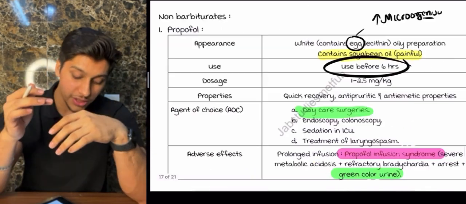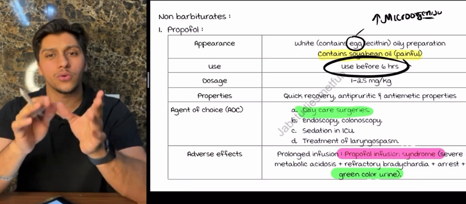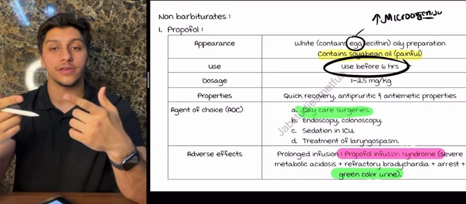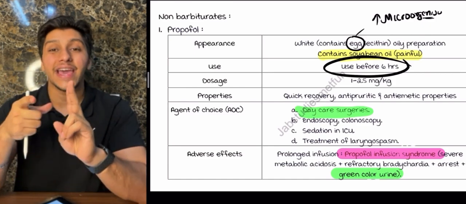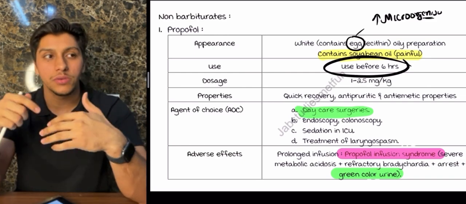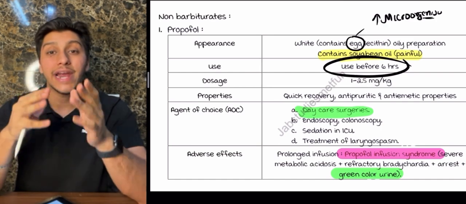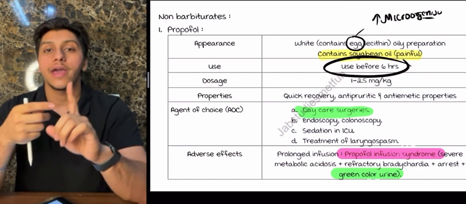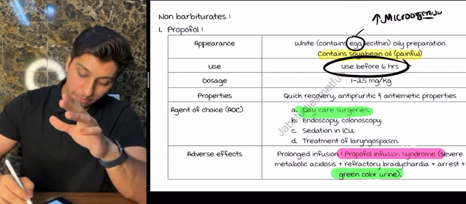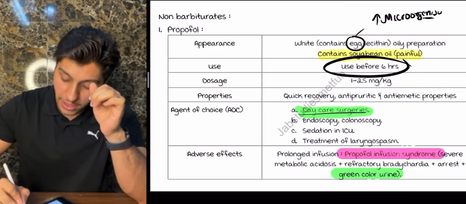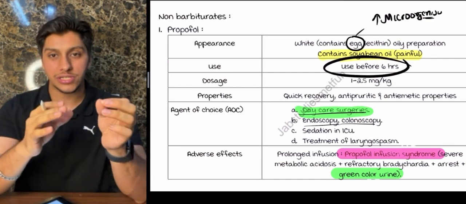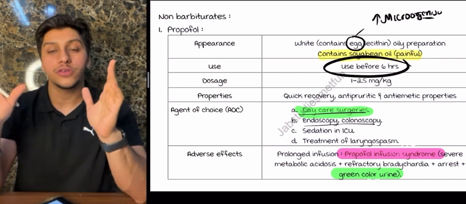Next, the uses and the dosage: around 1 to 2 milligram per kilogram. The best thing about propofol is its rapid recovery, so it can be used in daycare. It has an anti-pruritic property, which is beneficial. And if the operation can cause a lot of postoperative nausea, it is also an anti-emetic. So three things: anti-emetic, anti-pruritic, and quick recovery. If they ask you the agent of choice, remember it is daycare, endoscopy and colonoscopy. Why? Because these are monitored anesthetic procedures or short-acting procedures.